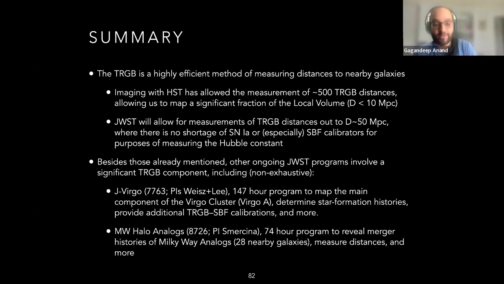In cycle 4, there are other substantial programs that will have TRGB components. For example, the J-Virgo program led by Dan Weisz and Abby Lee at Berkeley. It's a 150-hour program to map the Virgo cluster, 80 galaxies in the Virgo cluster. It will measure TRGB distances, look at the star formation histories of these galaxies as a function of their environment, provide more TRGB SBF calibrations. There's also a large program by Adam Smercina looking at Milky Way galaxy analogs and looking at their halos to reveal their merger histories and do other sorts of galaxy evolution science. But it'll also be good for measuring the distances as the team has pointed out.